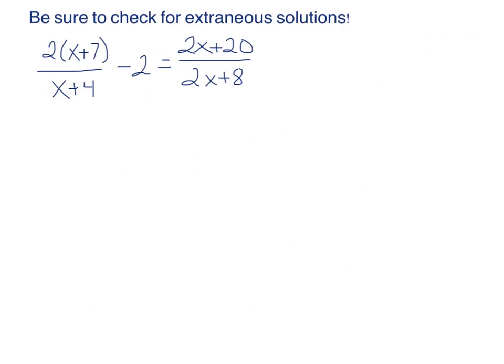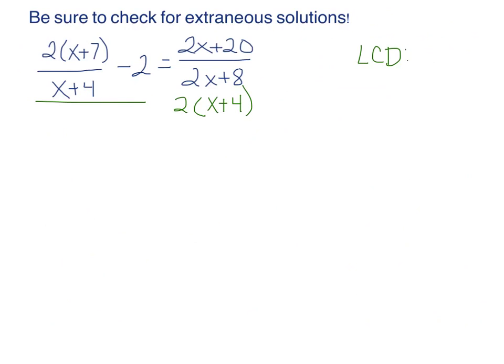Okay, here's another example. Instead of trying to simplify just this side, I'm going to take the lowest common denominator of the entire equation. So this factors to 2 times x plus 4.